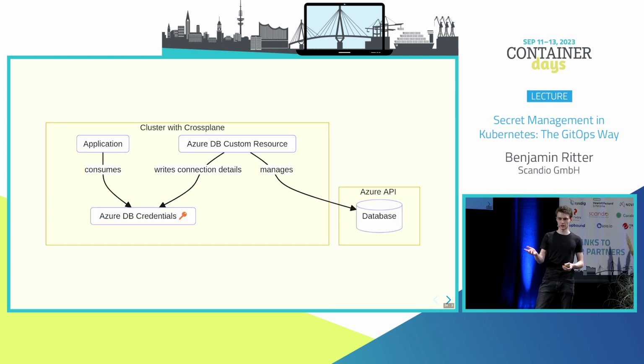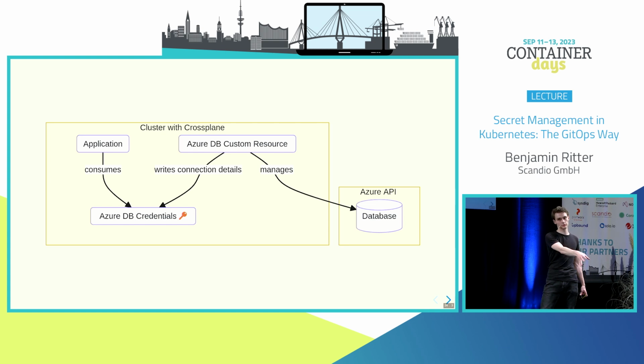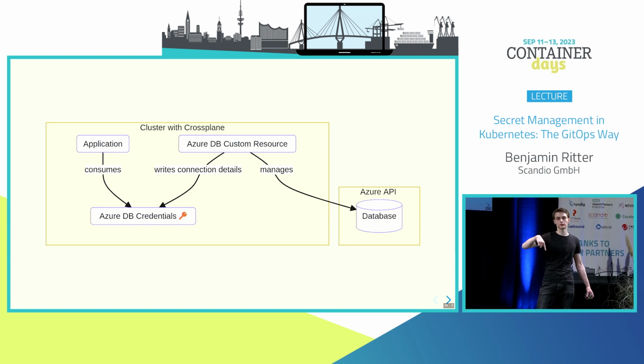This is approximately what it looks like. There's a cluster with Crossplane. There are a few more components, but this is very simplified. You create a custom resource in your Kubernetes cluster. That custom resource is the source of truth, which provisions a database on Azure. Then it writes the connection secret, which is automatically generated by Crossplane, into the Azure DB credentials secret. This is a normal Kubernetes secret, by the way.